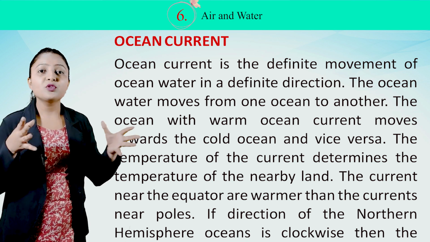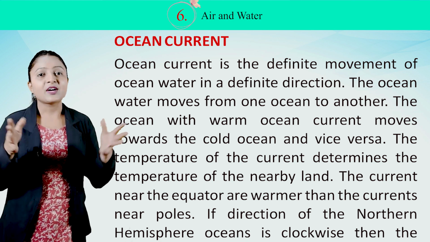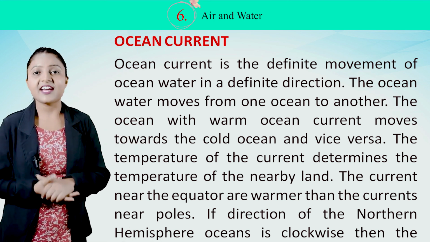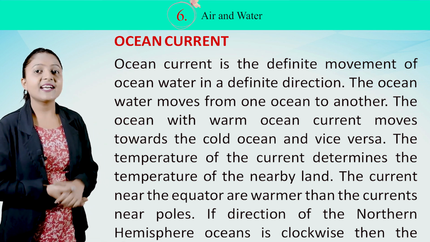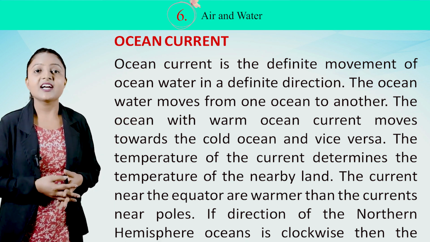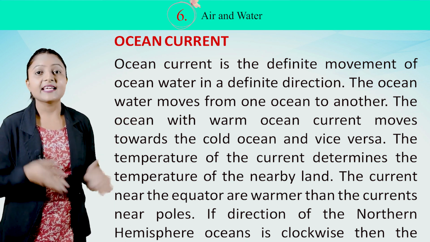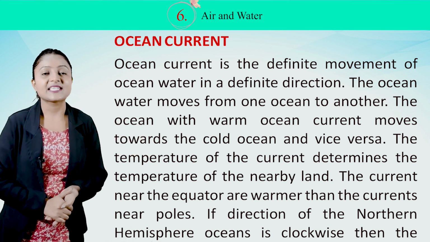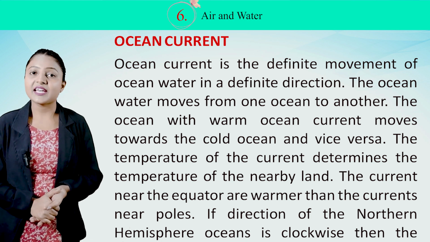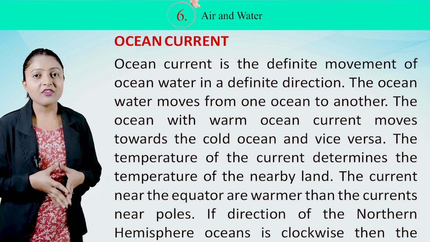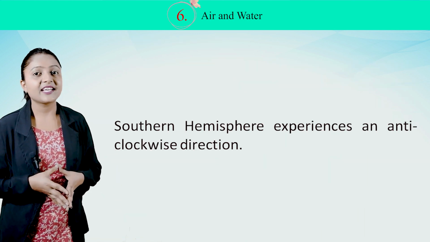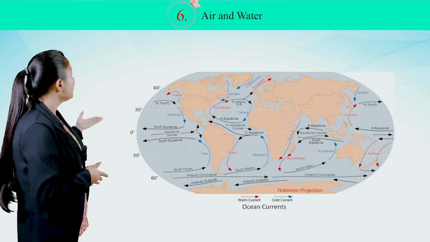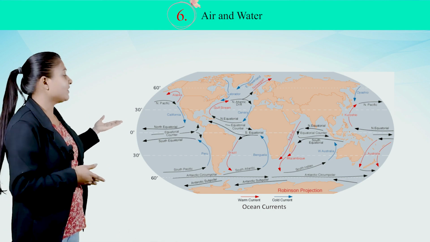Ocean current. Ocean current is a definite movement of ocean water in a definite direction. The ocean water moves from one ocean to another. The ocean with warm ocean current moves towards the cold ocean and vice versa. The temperature of the current determines the temperature of the nearby land. The currents near the equator are warmer than the currents near poles. If the direction of the northern hemisphere oceans is clockwise, then the southern hemisphere experiences an anti-clockwise direction. In this map, you can see the ocean currents of the world.